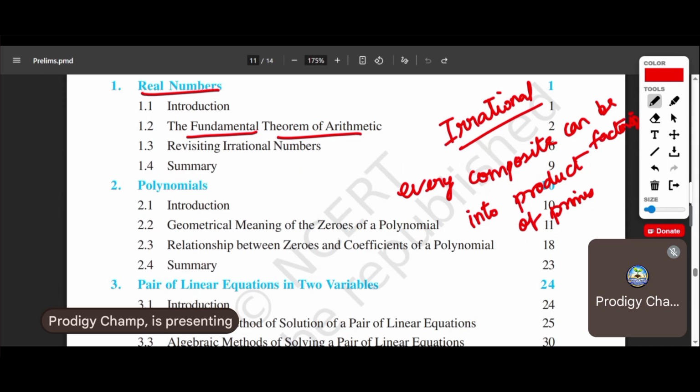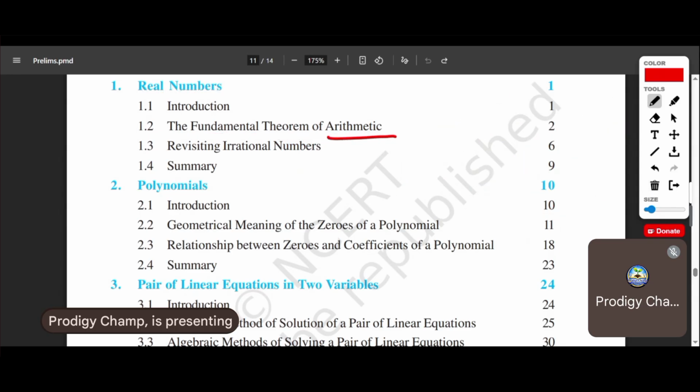This is the fundamental theorem of arithmetic. Got it? What are the four basic arithmetic operations? Addition, subtraction, multiplication, and division. Got it?